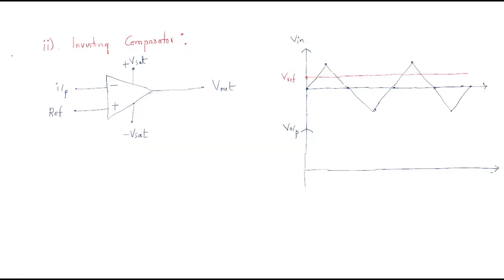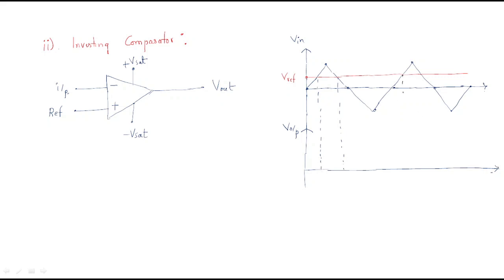The next comparator is the inverting comparator. Here the inverting comparator is different. Input is given to the inverting terminal, and reference is given to the positive terminal. At that time the output voltage is like this. Always the reference voltage will be high. Wherever the reference voltage is high, the output will be the high value. Wherever the reference voltage is low, the output value is low.